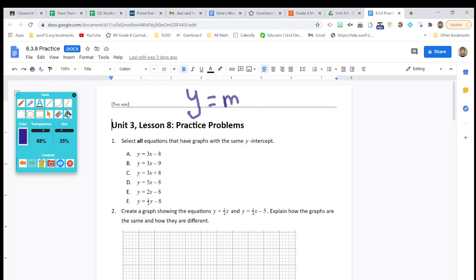Y equals mx plus b. We're using this standard form of an equation. Don't forget m equals slope. That's the slope of the line. Don't forget, b equals y-intercept. I'm just going to write y-int to save some writing. Select all equations that have a graph with the same y-intercept. Okay, here is the y-intercept in these equations.